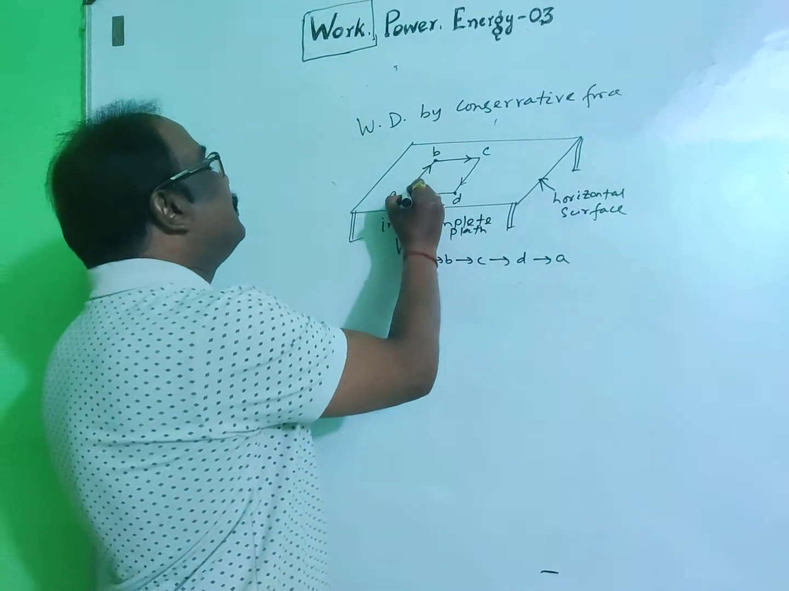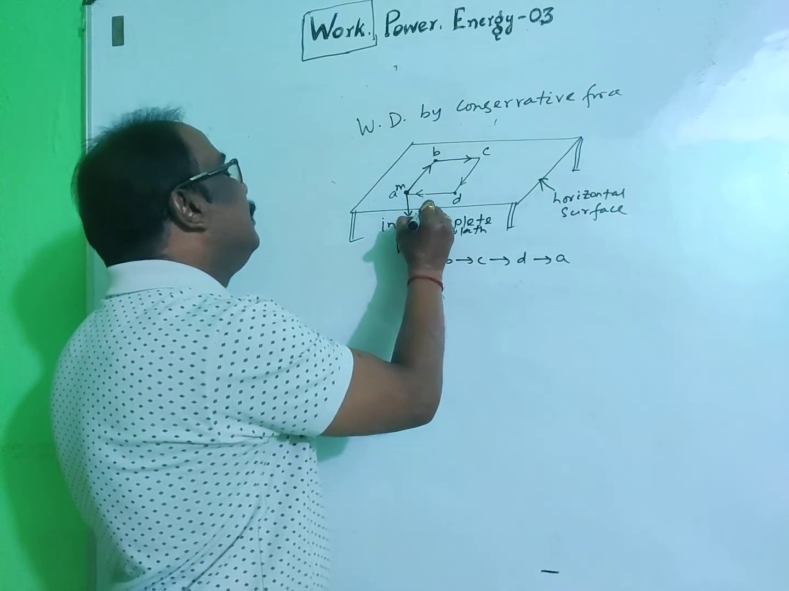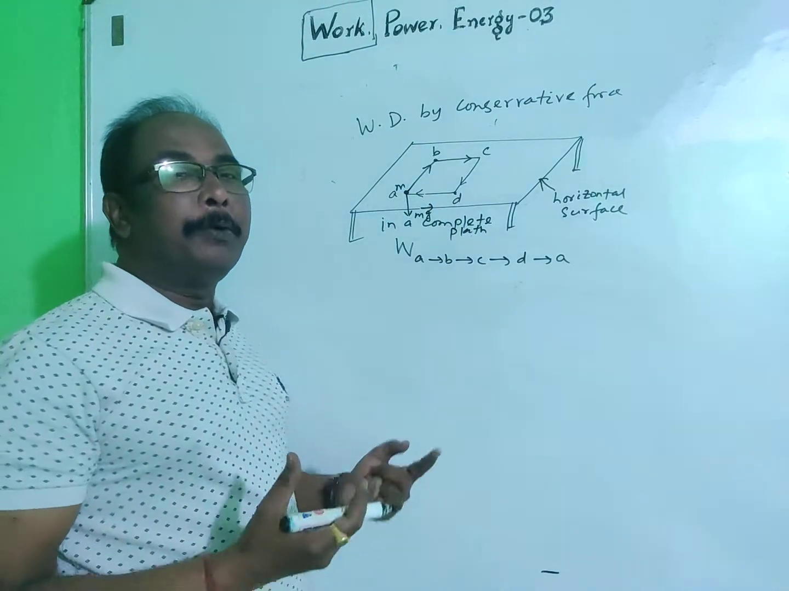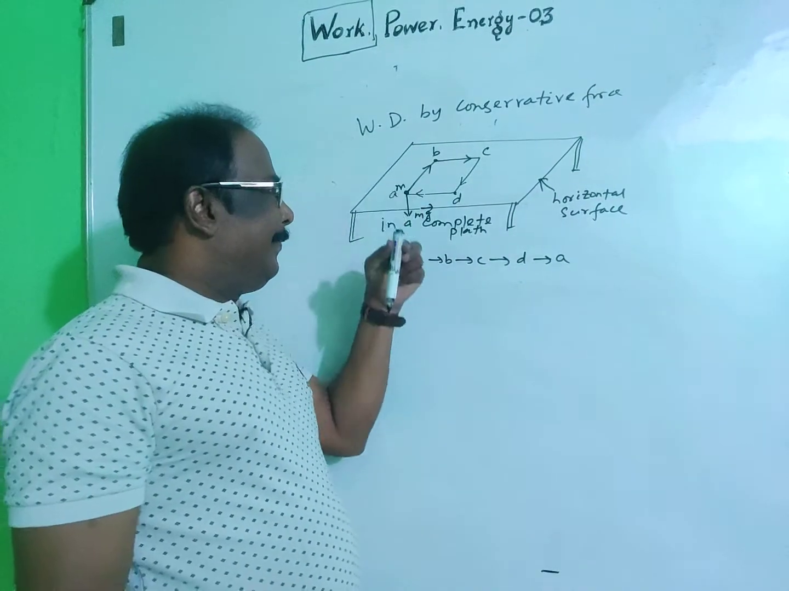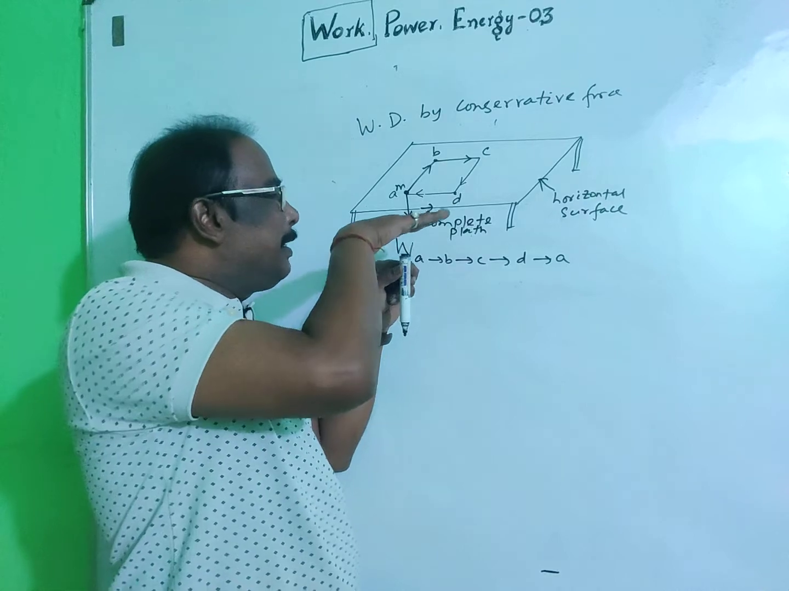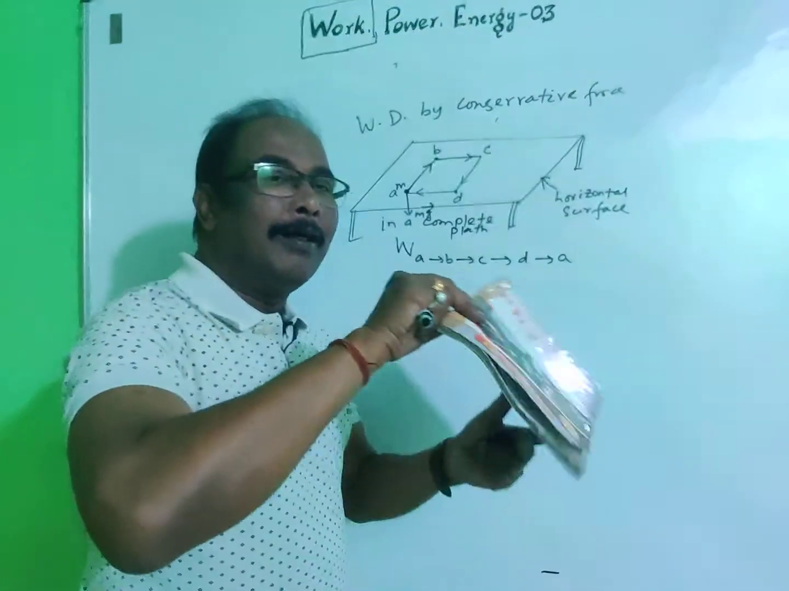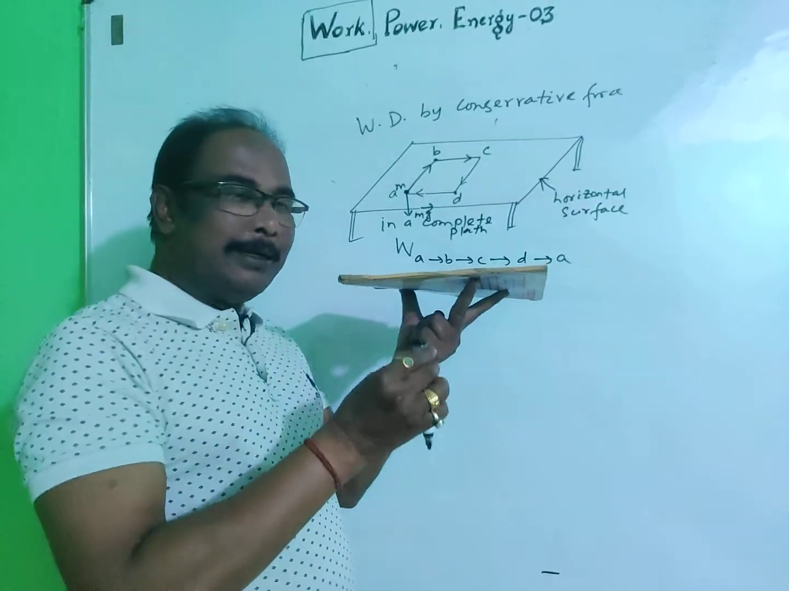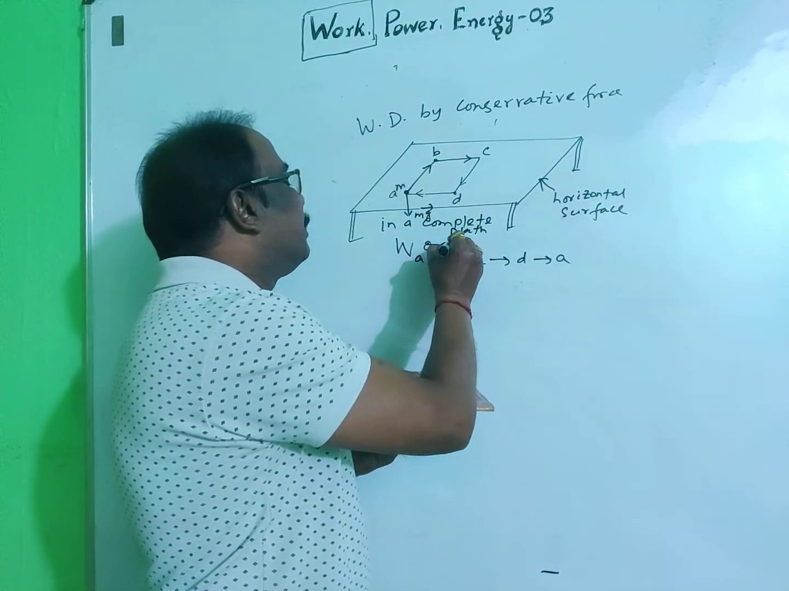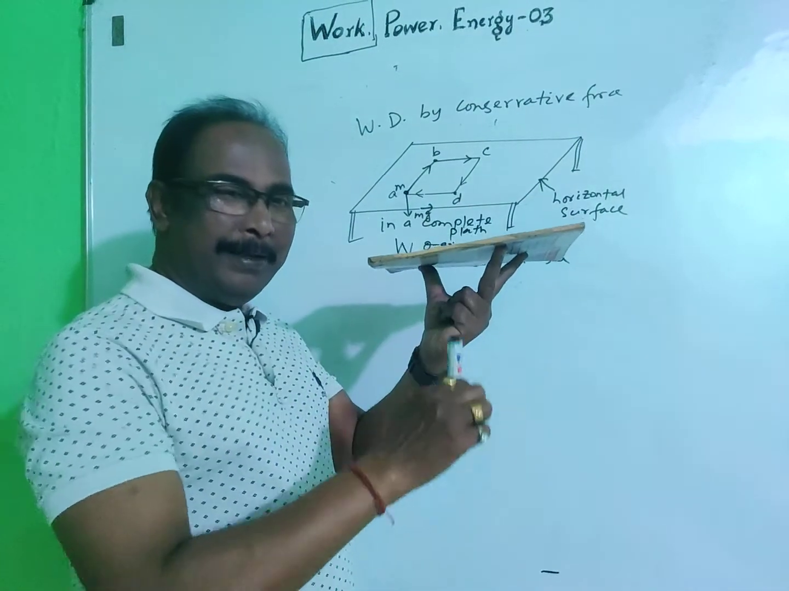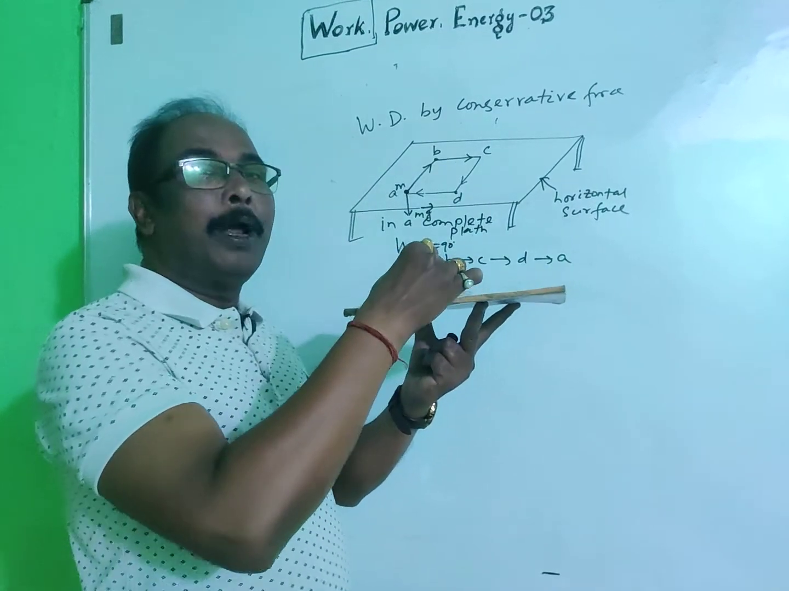How? See, suppose a particle is initially at this position, then the weight of the particle is in the vertically downward direction, and which is the gravitational force. Force due to gravity, weight in the vertically downward direction, and displacement along AB. AB is horizontal. AB is on the surface. This is weight, and this is the direction of AB. And in this case, from A to B, the angle between force and displacement is 90 degrees. Gravitational force, or force due to gravity, is in the vertically downward direction, and AB is on a horizontal surface.